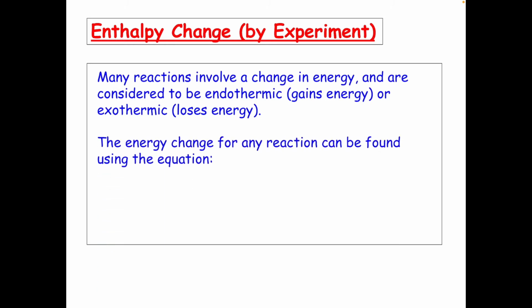The energy change for any reaction, and this was the equation used for National 5, is E equals C times M times delta T. On the next slide, I'm going to go over what each of these mean and some hints and tricks for using the equation.